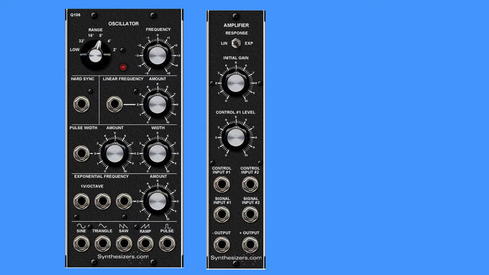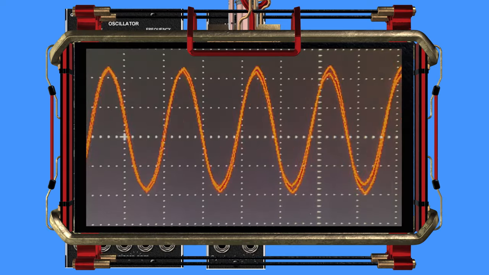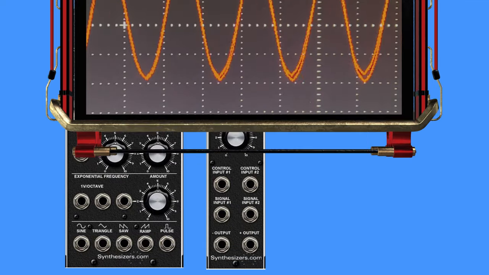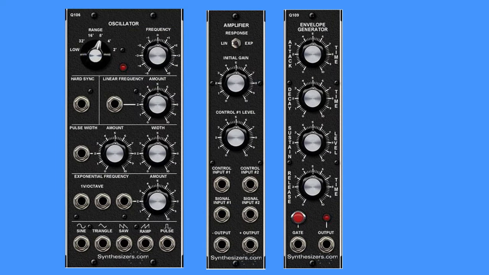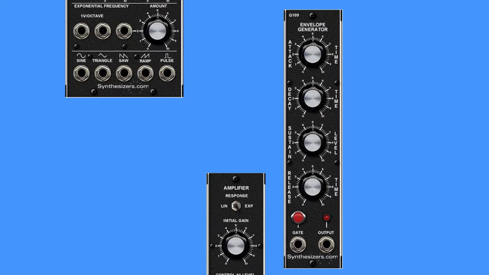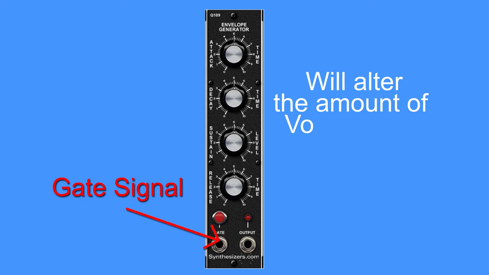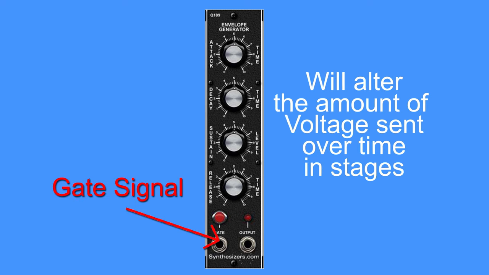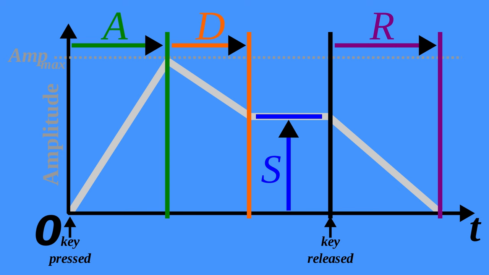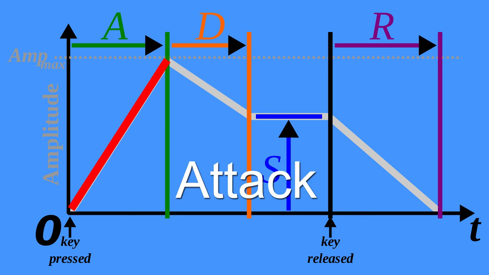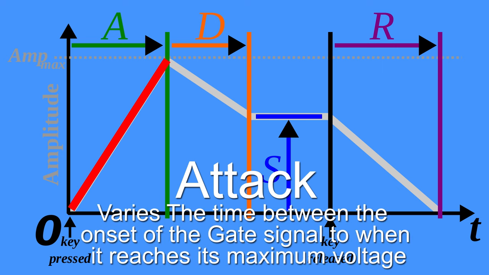Modulation from an oscillator will give you tremolo, but the most used modulation device is the envelope generator, or EG. The EG, when triggered by a gate signal, will alter the amount of voltage sent over time in stages. In a typical EG, also known as an ADSR, stage 1 is the attack, which varies the time between the onset of the gate signal to when it reaches its maximum voltage.